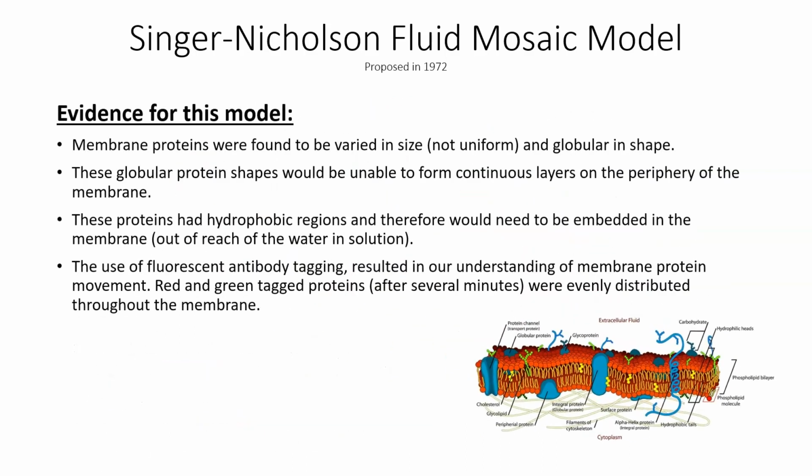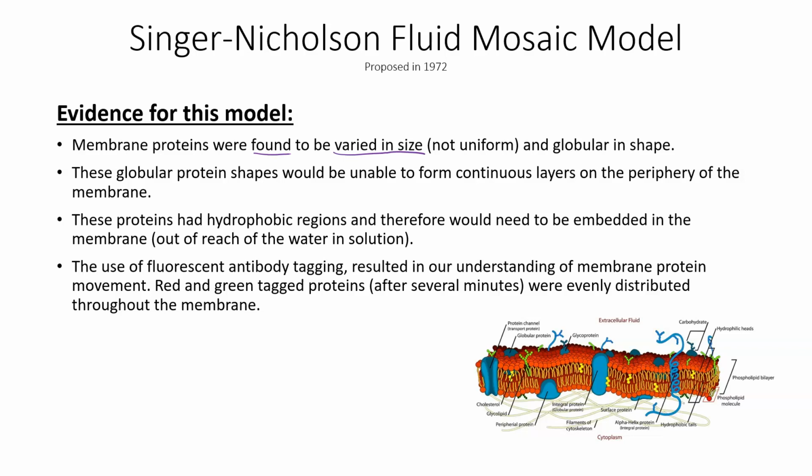Some of the evidence that has come about to strengthen this model is that membrane proteins were found to be varied in size and not uniform and globular in shape, which means, as you can see here, that there isn't a fixed shape of proteins. Some of these proteins are very long, thin, and drawn out. Some of them are long and span the entire membrane. Some of them are short and globular. Some of them are primary or secondary conformation. Some of them are more tertiary and quaternary conformation.